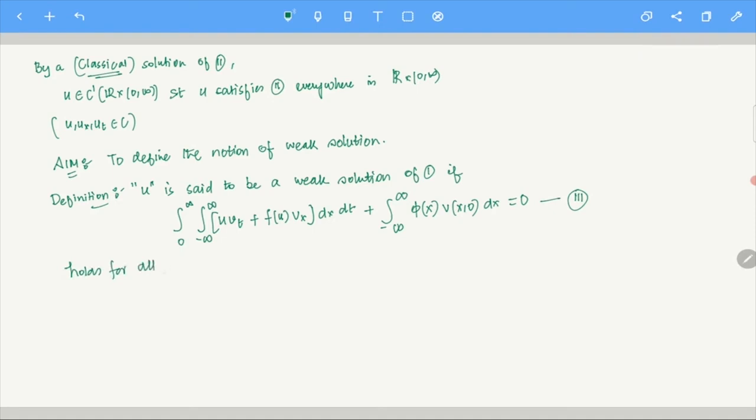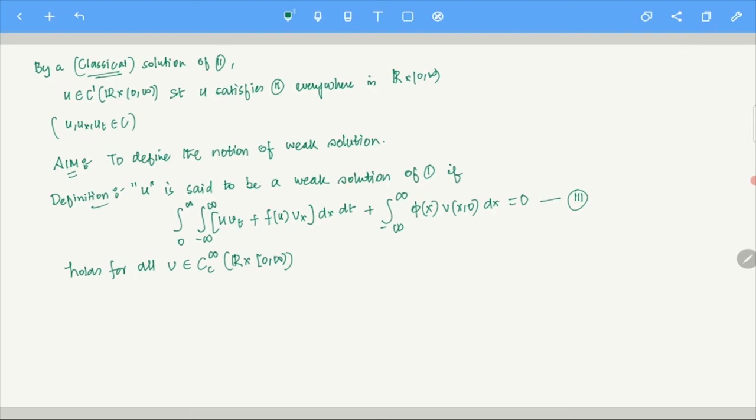(3) holds for all v which is in C_c infinity of R cross [0, infinity). So essentially you take a C_c infinity function in the upper half space, and you want this particular relation to hold. It looks like an arbitrary relation right now, but it is not. We will explain it later. For now, let's just understand what we just wrote.